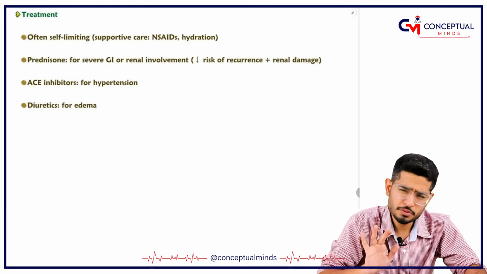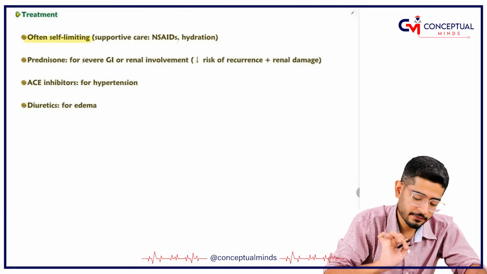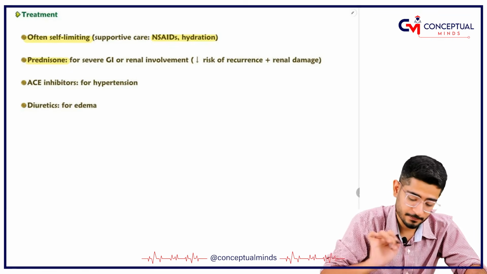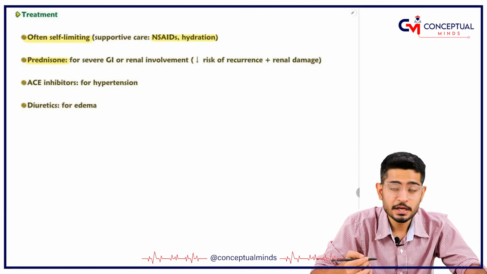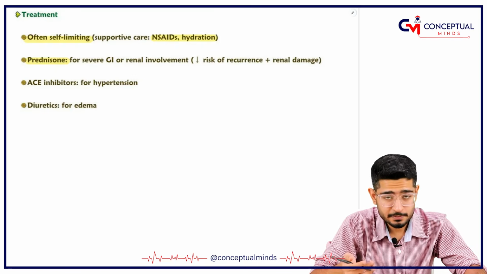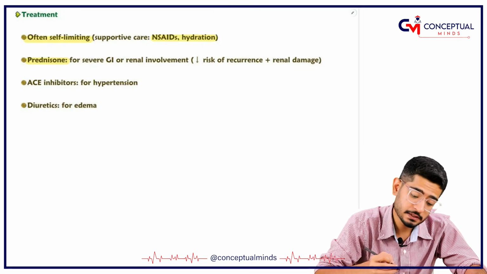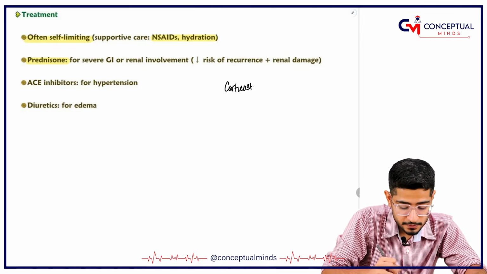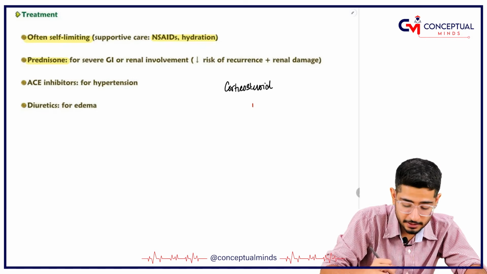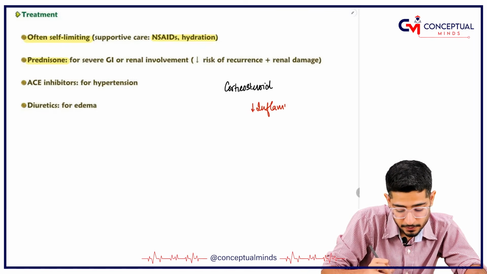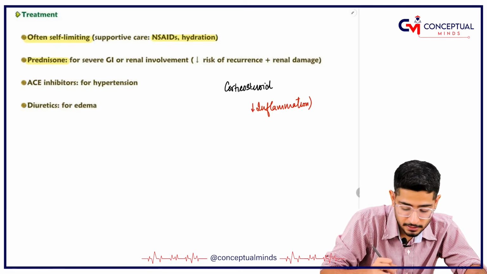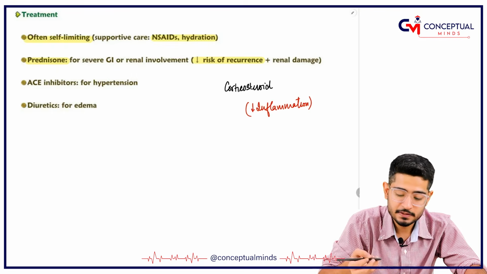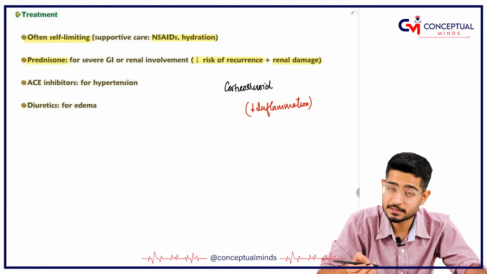The treatment, usually the vasculitis is actually self-limiting. You just give proper hydration and NSAIDs, and prednisone is given. What does prednisone do? Prednisolone is actually a corticosteroid. So corticosteroid is given to do what? To decrease the inflammation. So it is going to decrease the inflammation, it is going to decrease the vasculitis, and because the vasculitis is decreased, there will be decreased risk of renal damage, decreased risk of recurrence and everything.